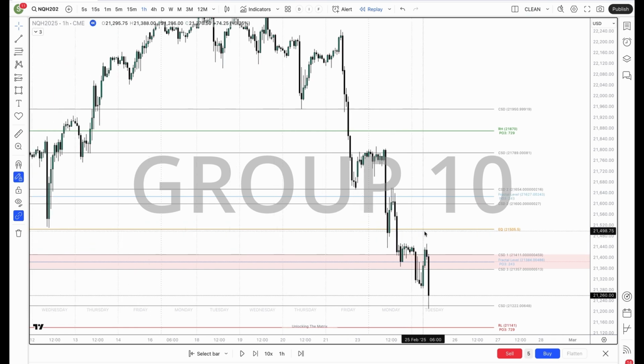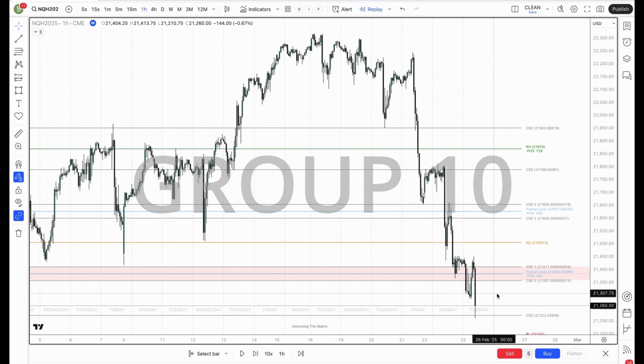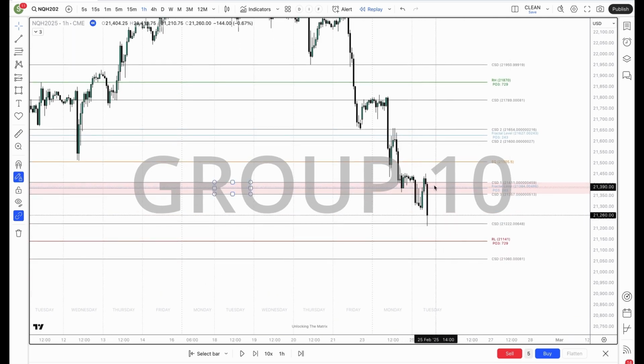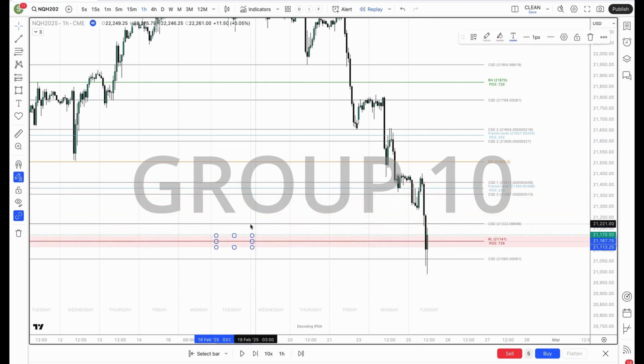So let's continue. Price retraced higher, produced a false change in the state of delivery. This was not CSD. This was price distortion. And then price expanded lower into the high of the range low. As long as price remains below this price level here, order flow is bearish. Price has now reached the range low. And so how price trades at this level here is going to determine order flow.